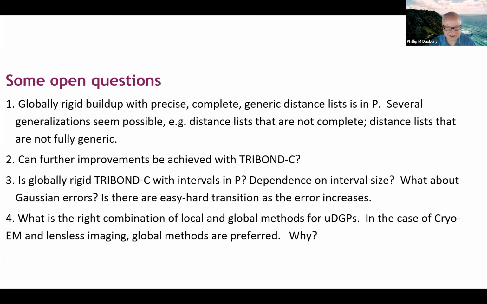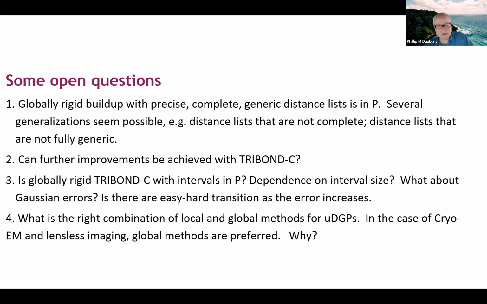Probably the most important and interesting thing happening right now is this continuous formulation of tri-bond. And I see that as a first step. I'm sure that there'll be other ways to do this continuous formulation that are better, and that we can maybe do a better job of putting uncertainties in, be they intervals or Gaussian errors. And so that's got a lot of promise.